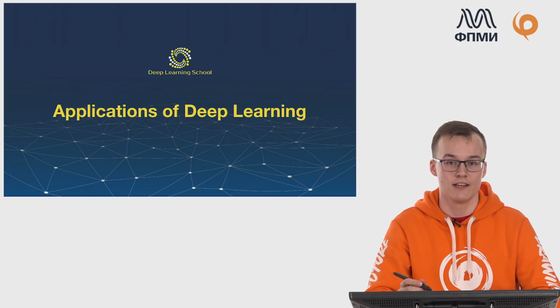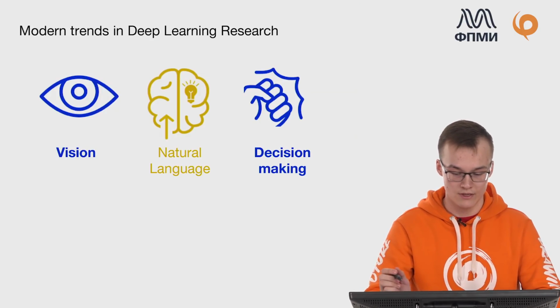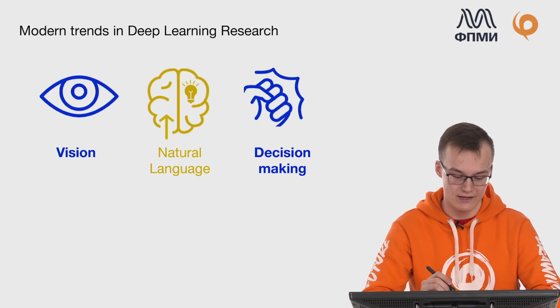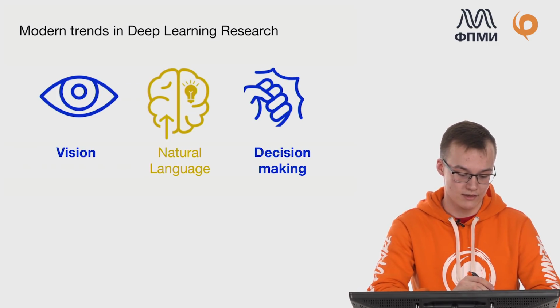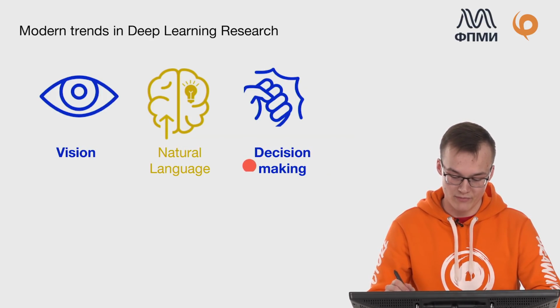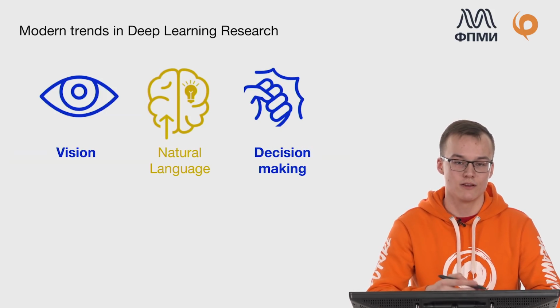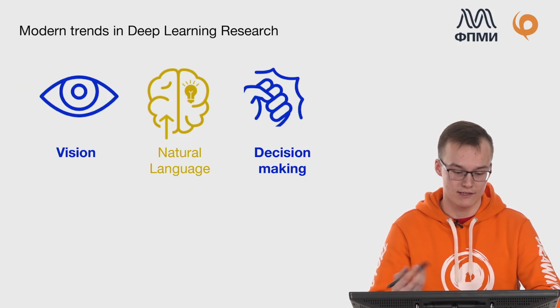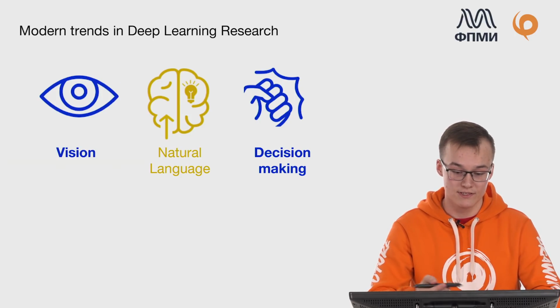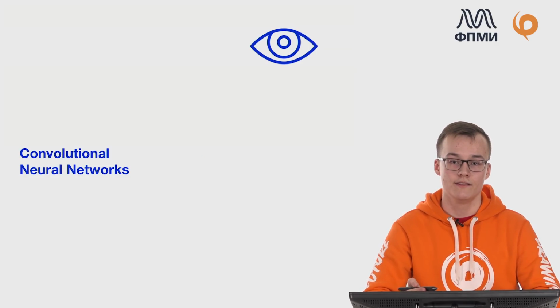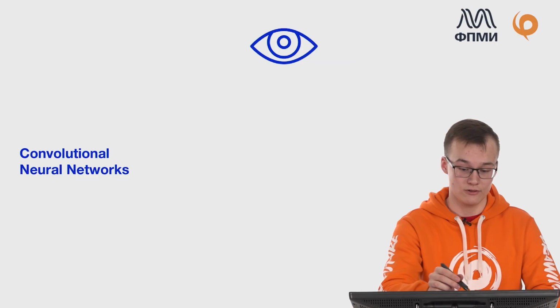Now let's get to applications of deep learning. In the modern world, there are 3 main trends in deep learning research. This is computer vision, natural language processing, and decision making. Speaking of every direction, I will tell about an interesting architecture which this field is based on. Now let's talk about convolutional neural networks. They are the main instrument used in computer vision.